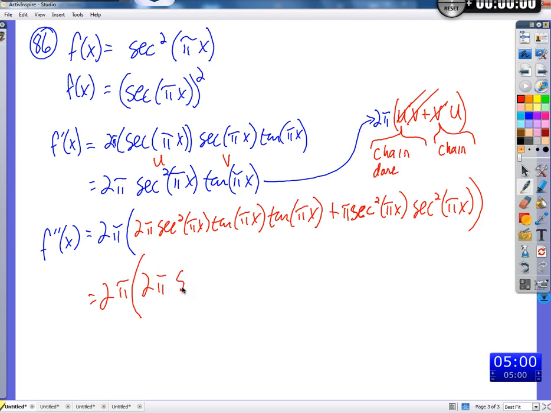Times 2 pi secant squared of pi x tangent squared of pi x plus pi times secant squared, so that's pi, times secant to the fourth of pi x. And we can factor stuff out outside the parentheses here as well. Factor out a pi, they both have pis. Can't factor out 2, this is the only one with the 2, so that stays. We definitely have a secant squared here. Those can get factored out as well. So we get 2 pi squared secant squared outside the parentheses, and then 2 tangent squared plus secant squared.